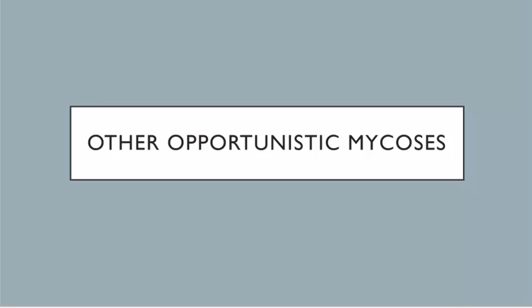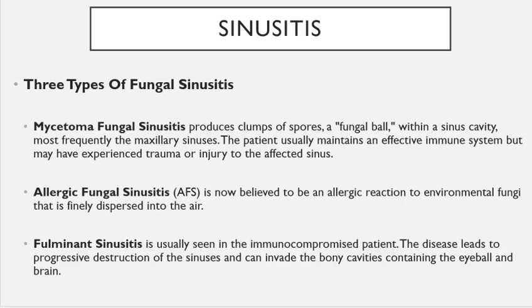This is the last small section for this lecture, and we're going to cover some other opportunistic mycoses. There are 3 types of fungal sinusitis. There's mycetoma fungal sinusitis, which produces clumps of spores, also referred to as a fungal ball within the sinus cavity. It's most frequently in the maxillary sinuses. The patient usually maintains an effective immune system, but may have experienced trauma or injury to the affected sinus.